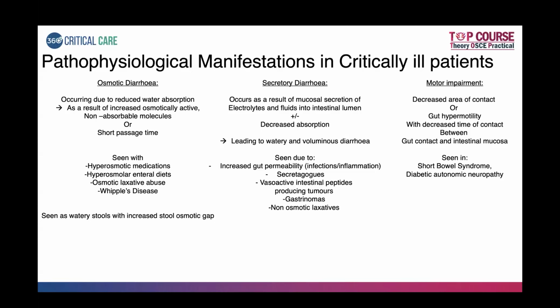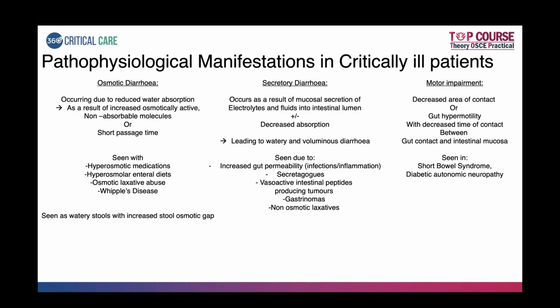Secretory diarrhea, on the contrary, occurs as a result of mucosal secretion of electrolytes and fluids into the intestinal lumen with or without decreased absorption. So it leads to watery and voluminous diarrhea. So it is seen due to increased gut permeability as in infections or inflammation, secretagogues, vasoactive intestinal peptide producing tumors, and gastrinomas, and non-osmotic laxatives.